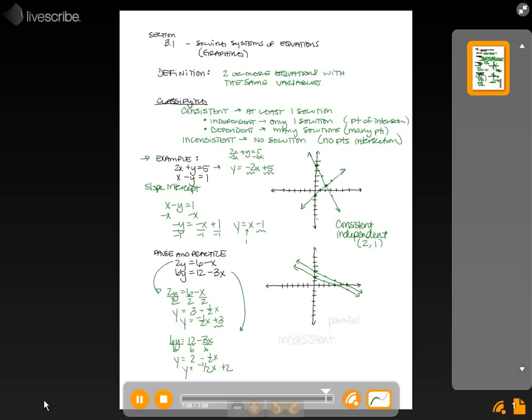What do you notice about those two lines? Well, they are parallel lines. And that's what happens when your slope is the same. You get parallel lines. Those lines never intersect. Okay, so there's no point of intersection, which means we would classify them as inconsistent. Okay, and those are your notes on graphing systems of equations.